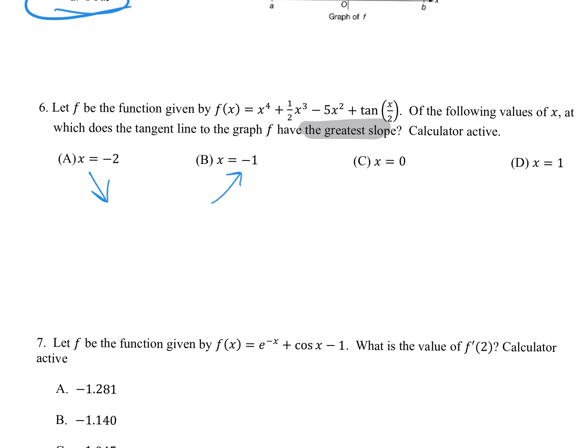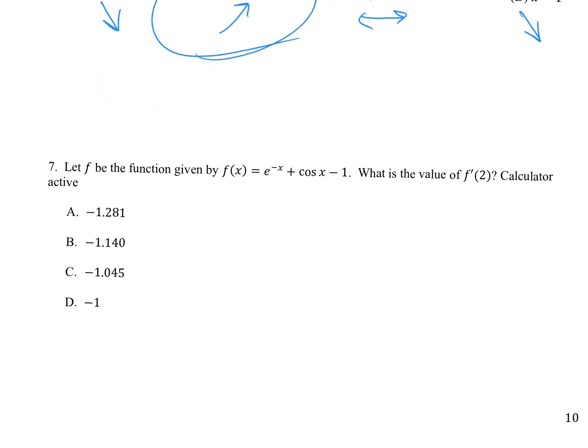How about at 0? 0, enter. What's my slope looking like there? 0, agreed. So I'm going to say that one's 0. And then finally at 1, enter. And that one's going to be negative. So what would you say? Where is my greatest slope? B. At 1, I agree. I'm sorry, -1, answer B. Very good, very good. Okay.